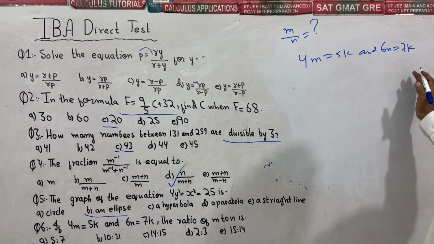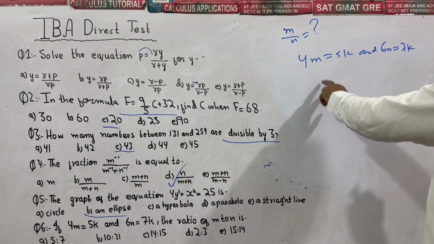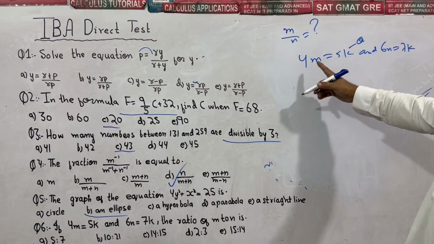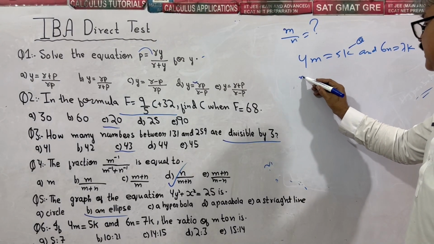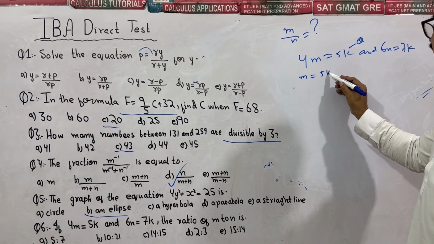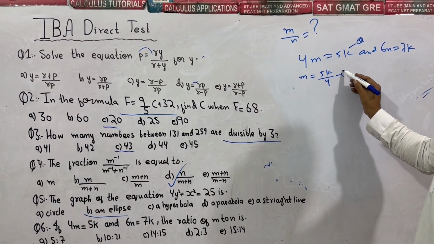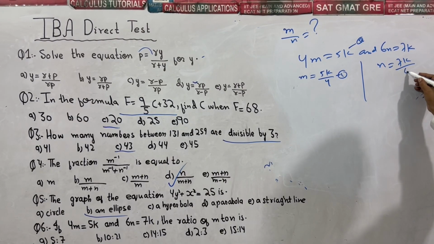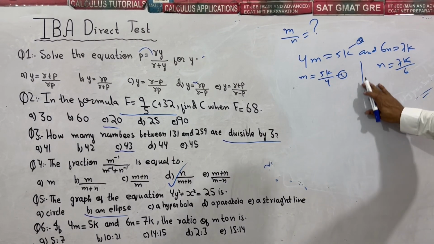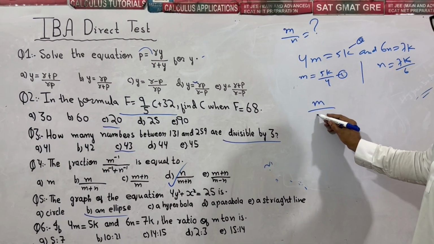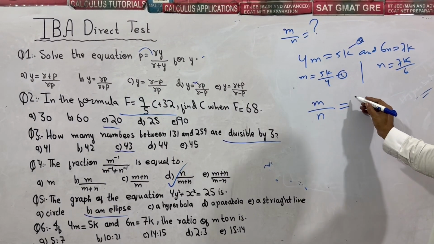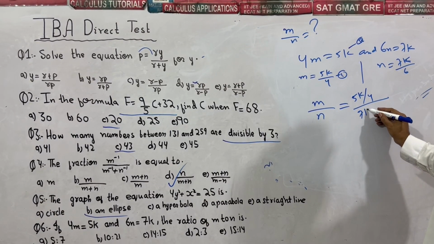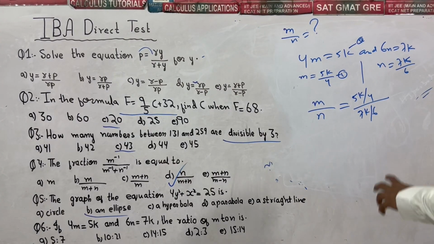Okay, cool. Here, solve for m: m is equal to 5k over 4. That's the value of m. From here, the value of n becomes 7 times k over 6. Now put the values in m over n. 5k over 4 divided by 7k over 6.